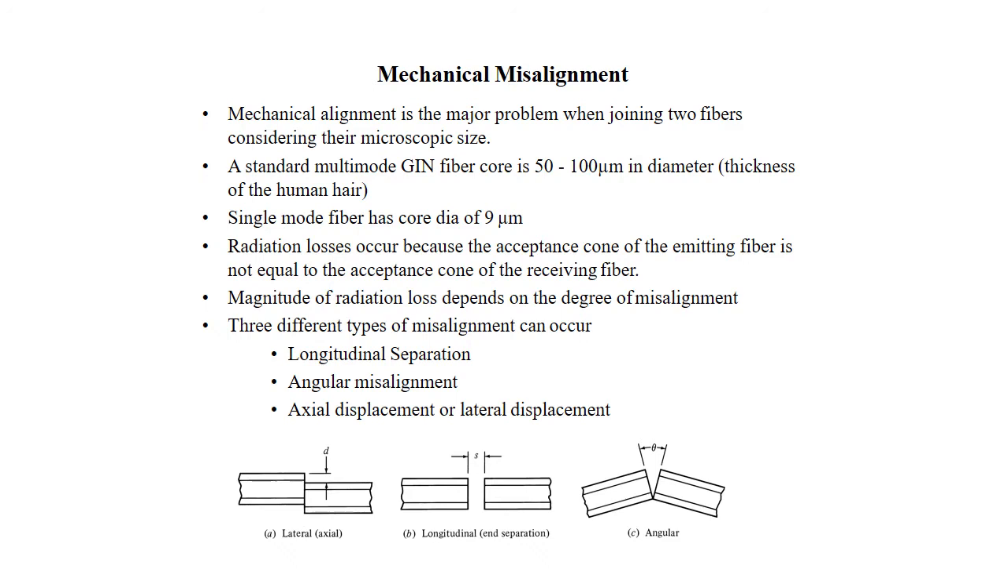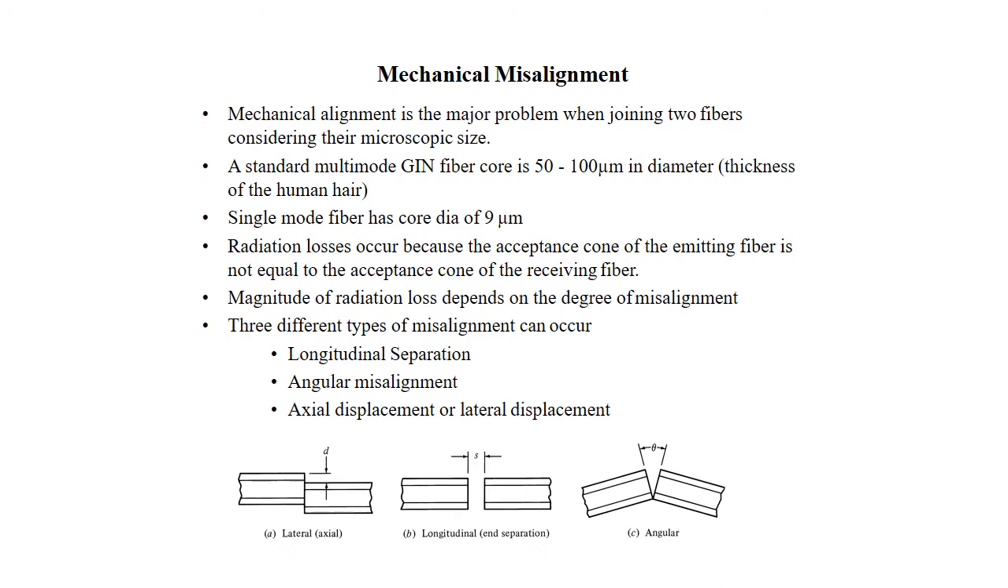This type of misalignment will occur when the fibers have the same axis but have a gap between their end faces. This occurs in the longitudinal misalignment. The next one is angular misalignment. It occurs when the two fiber axes form an angle of theta between the fiber end faces, which are no longer parallel.